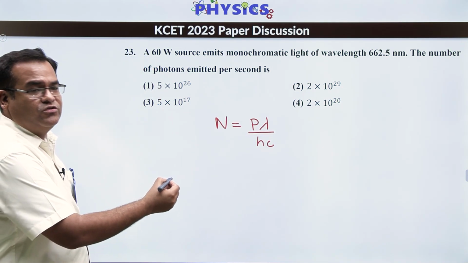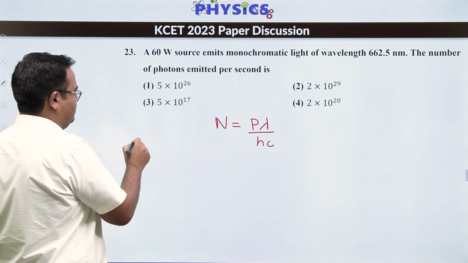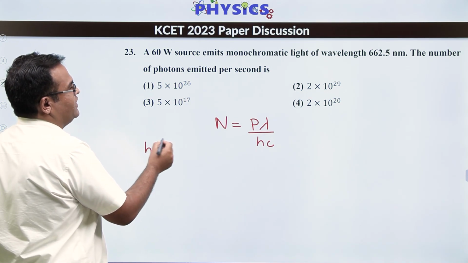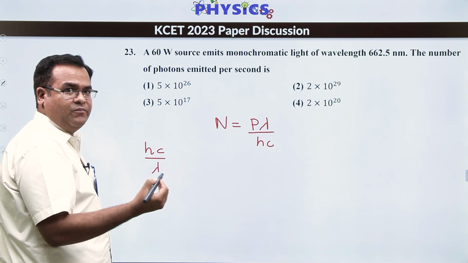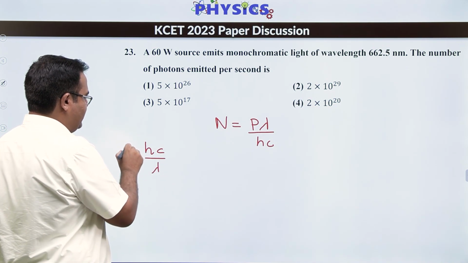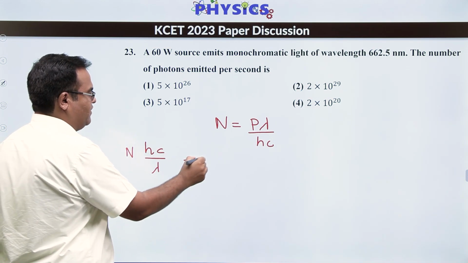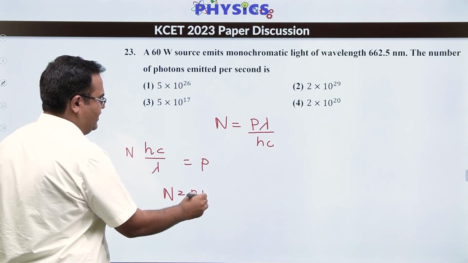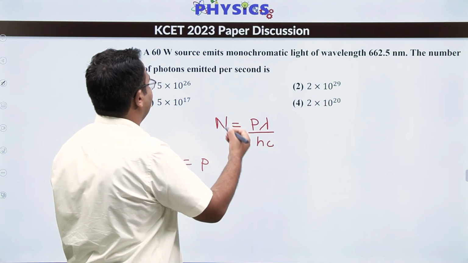Even if you do not know this formula, you can figure it out within a minute. Suppose one photon gets emitted, the energy being emitted is hc by lambda, right. Now, if n photons get emitted per unit time, we should have n into hc by lambda per second, that will become energy per unit time, which is the power, right. So, we will get n as P lambda by hc, which I initially told you.